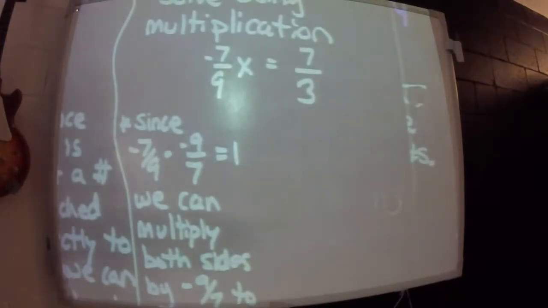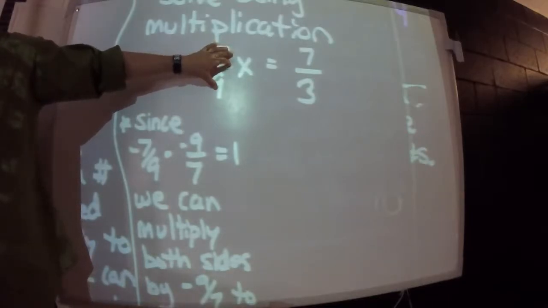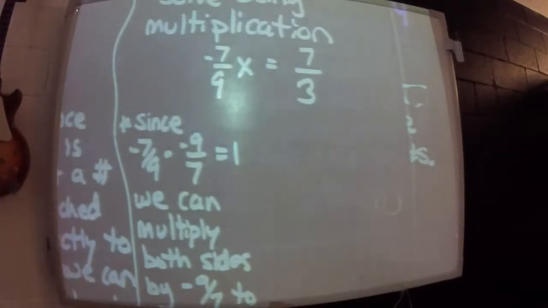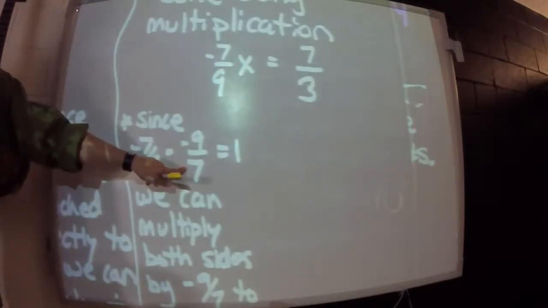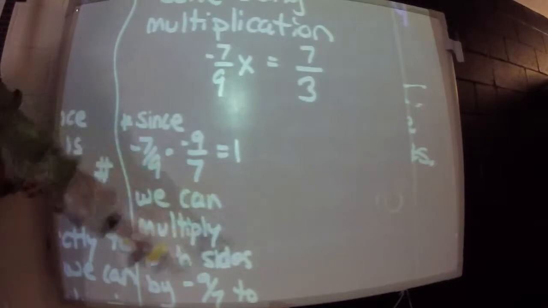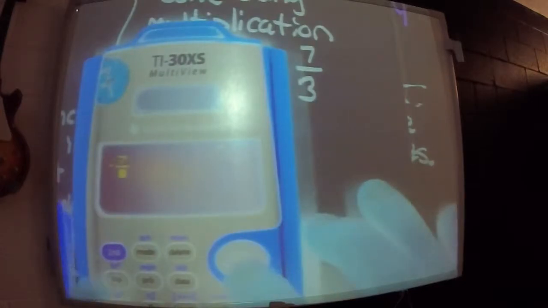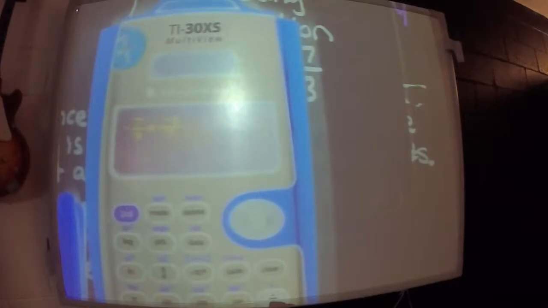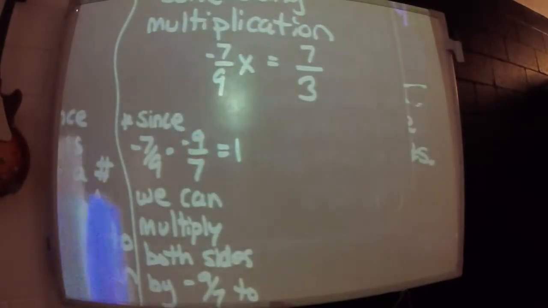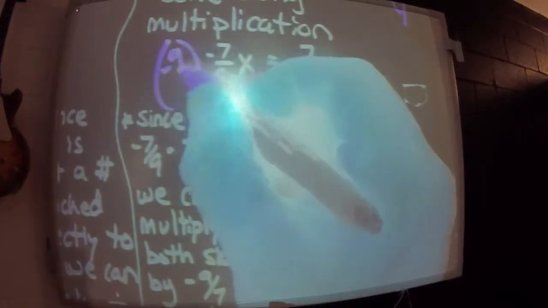Solve using multiplication. If it's a fraction, you can multiply with what is called the reciprocal. So the reciprocal of negative 7/9 is negative 9/7. The reason you can do that is because if you multiply negative 7/9 times negative 9/7, it ends up being a 1. So if you see your coefficient's a fraction and you want to multiply, you can do this. Multiply by negative 9/7.